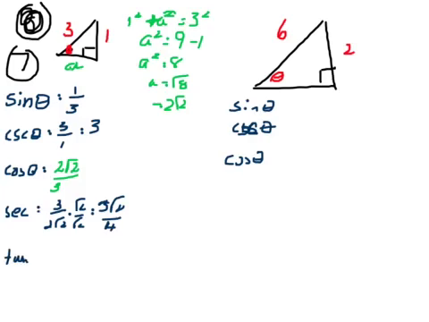Now, the tangent of the function is going to be the sine over the cosine. So I also could go figure it out from the triangle. It would be opposite over adjacent, so it might be easier to do it that way. Opposite over adjacent would be 1 over 2 square root of 2. But I've got to get rid of the radical in the denominator, so I'll multiply by square root of 2 over square root of 2.